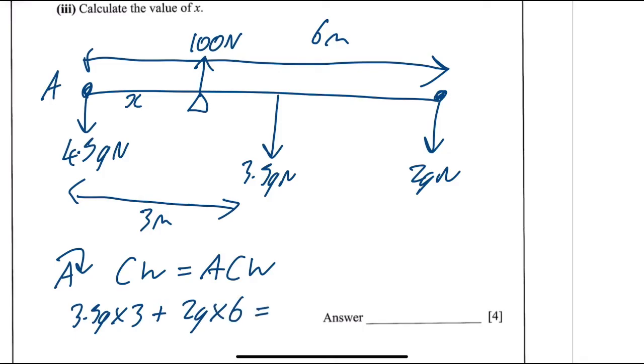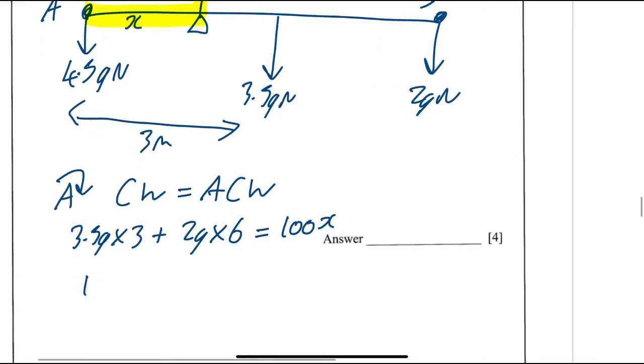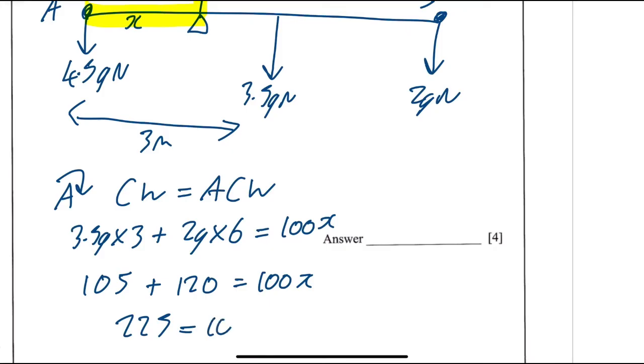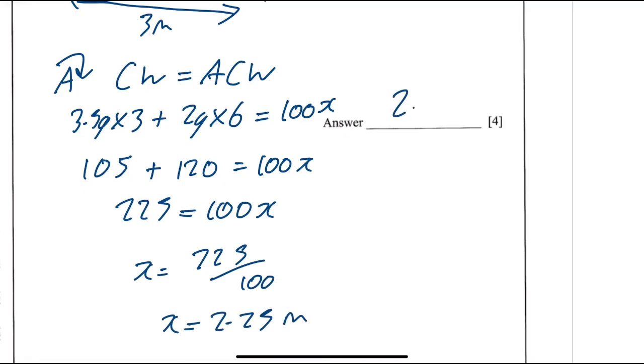Okay, my anti-clockwise then. Only one anti-clockwise, it's this one, going in this direction. So that's going to be 100 times X, so equals 100X. I just worked those out. 3.5 g times 3 was 105. 2 g times 6 was 120, and that equals 100X, which means 225 is equal to 100X. And a wee bit of working out then, your X is equal to 225 over 100. Your X works out nicely to be 2.25 meters.